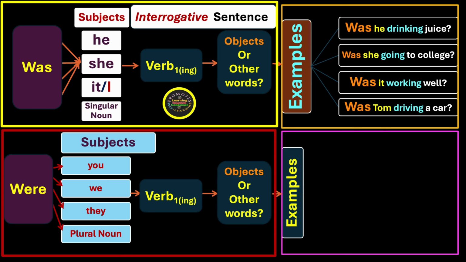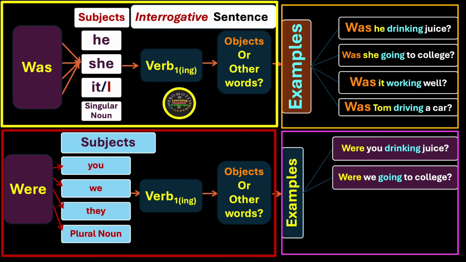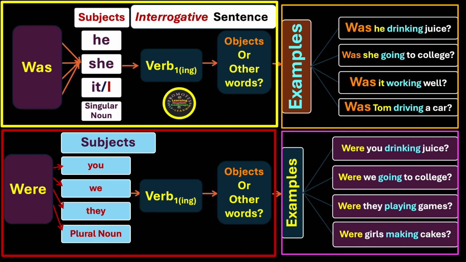Let's see the examples. Were you drinking juice? Were we going to college? Were they playing games? Were girls making cakes? Now we move on to the next.